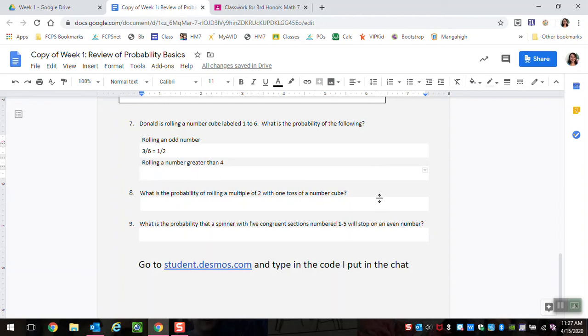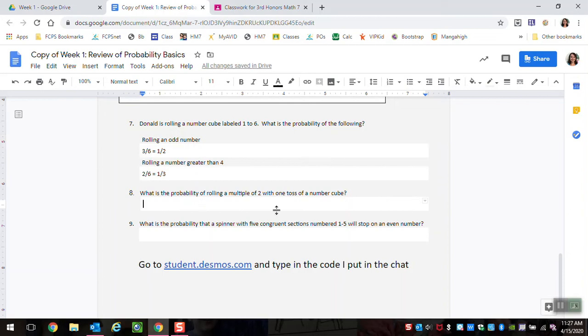Rolling a number greater than 4. Greater than 4. Is 4 greater than 4? No, it is not. Thank you, class. You're so smart. So 5 and 6 are the only possibilities. So 2 out of 6, which equals 1/3.